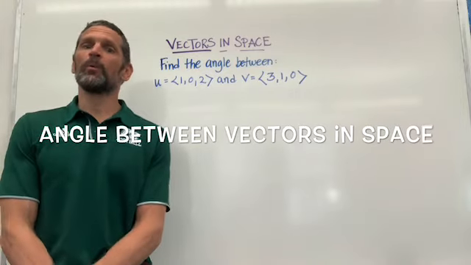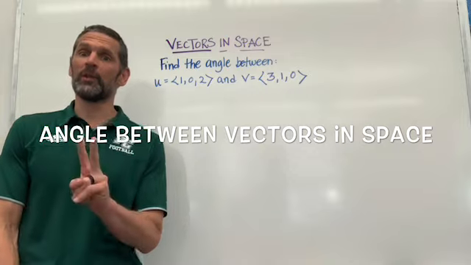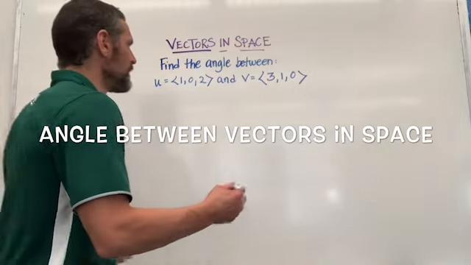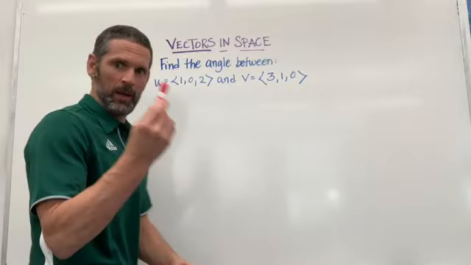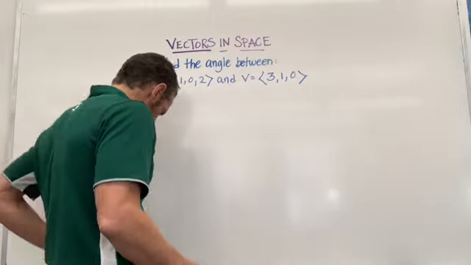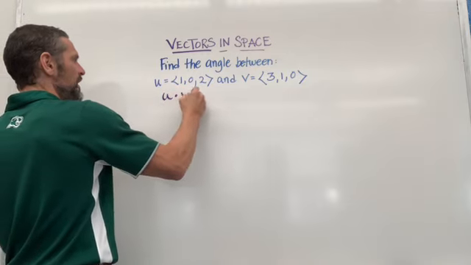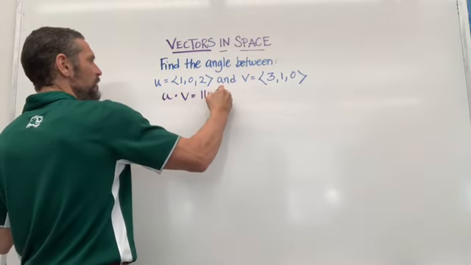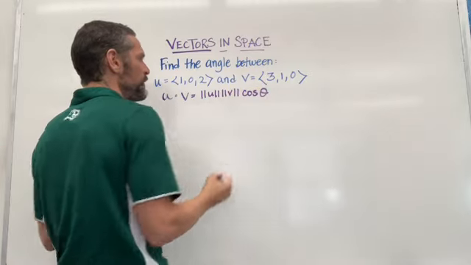To find the angle between vectors in space, we simply have to apply what we learned in 2 dimensions and apply it to 3 dimensions. So we know that the dot product u dot v is also equal to the magnitude of u times the magnitude of v times cosine of the angle between them.